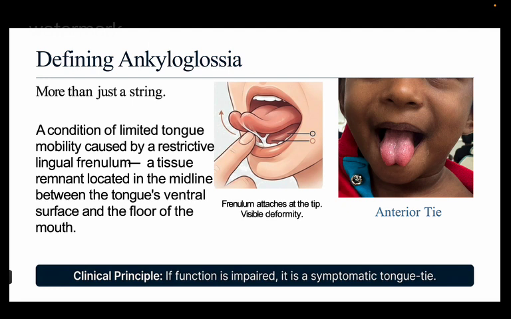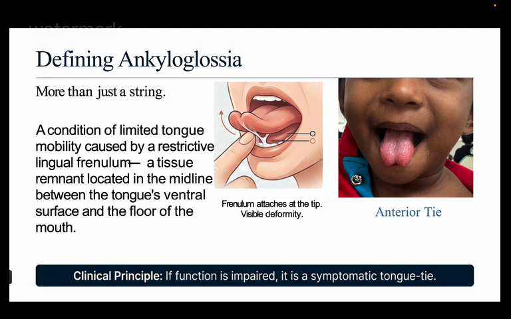As the picture represents, there is an attachment of the string or frenulum at the ventral surface of the tongue.